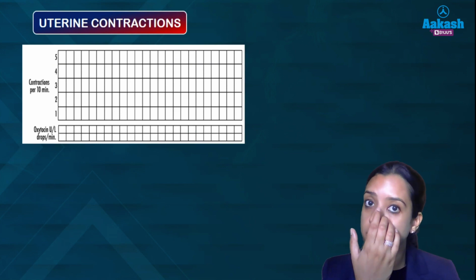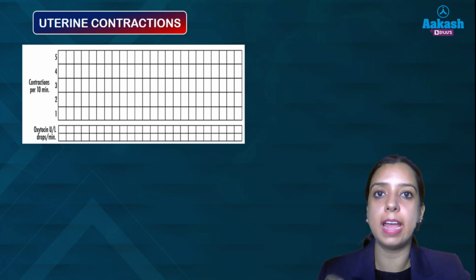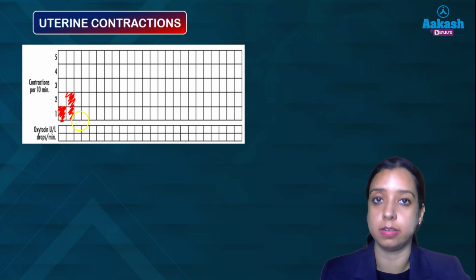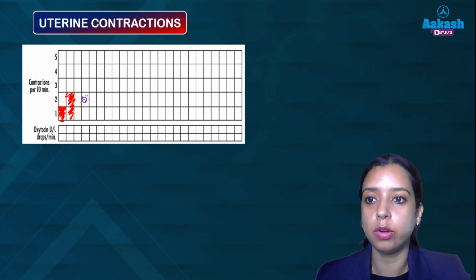Okay. Uterine contractions have to be plotted every 30 minutes. One block colored means 1 contraction. Two blocks colored means 2 contractions in 10 minutes. And intensity, you will know by the method you are doing. If there are only dots, it's not a good contraction.